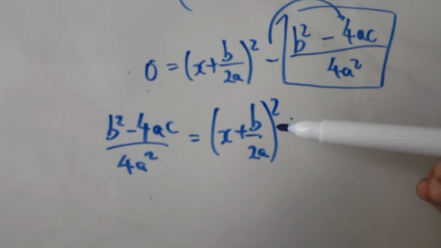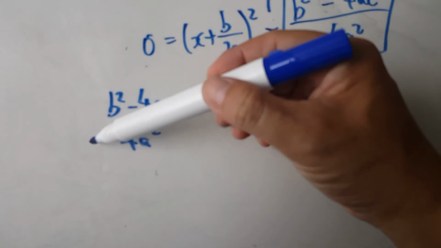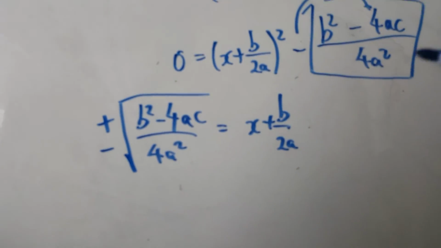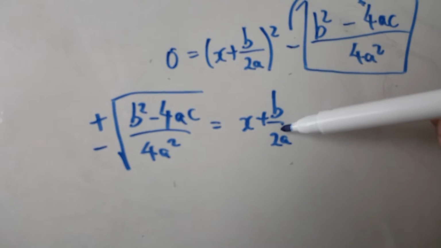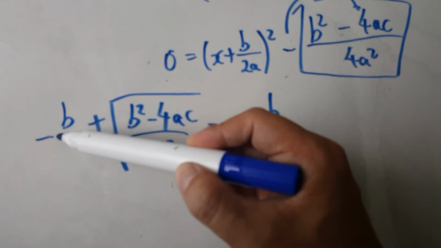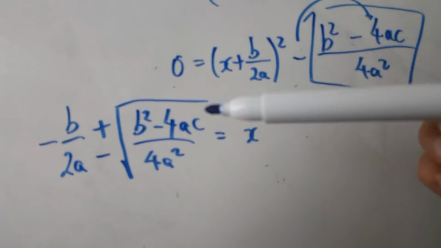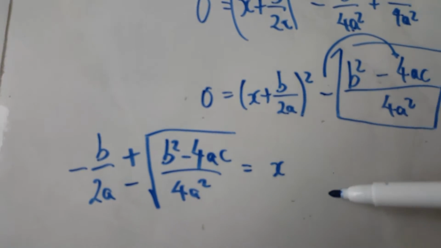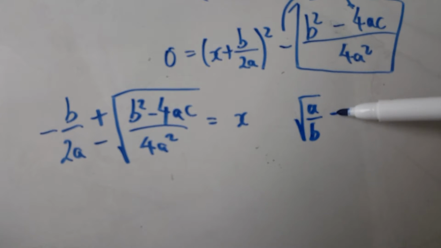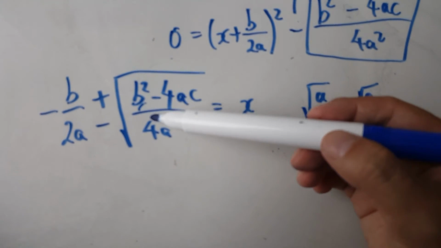And now square root both sides. When you square root, you get two versions, the positive version and the negative version. Now take away this block from both sides, so that will then be minus b over 2a. That will then leave you with x. So x equals this. Remember, root a over b is the same as root a over root b. So we can use that on this block here.